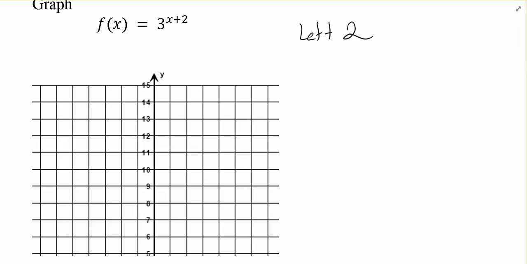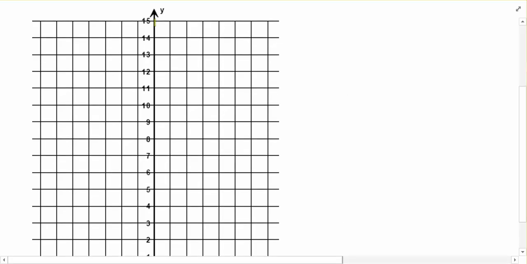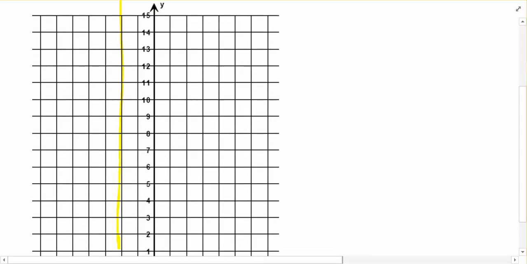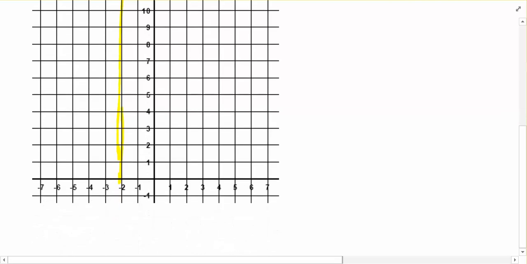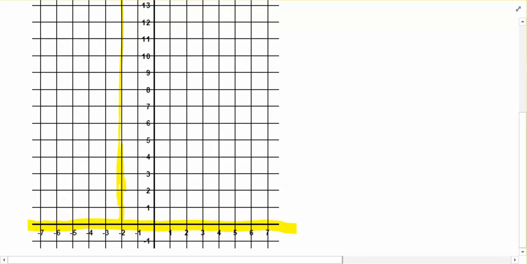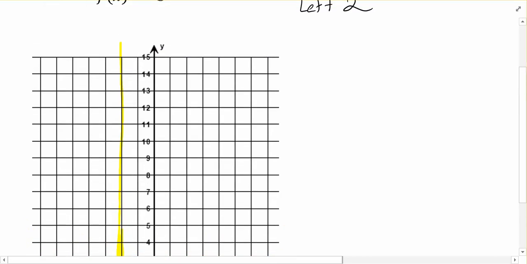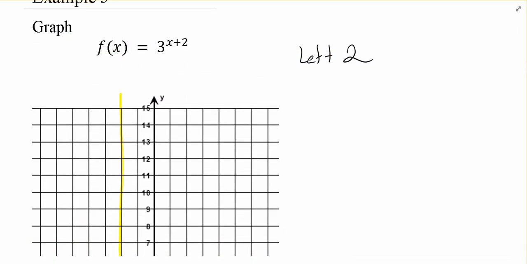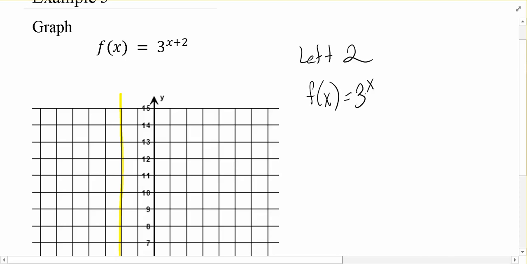say, if I'm going to shift to the left 2 units, let me take my entire axis and shift the axis to the left 2 units. So that now what I have highlighted in yellow is my new x and y axis. Now my x-axis didn't shift at all, but now the y-axis shifted to the left 2 units. And then once we've shifted to the left with this new set of axes, we can just graph a regular old 3 to the x.